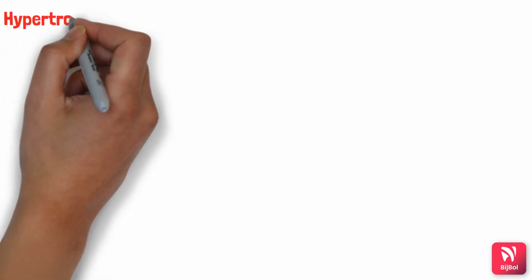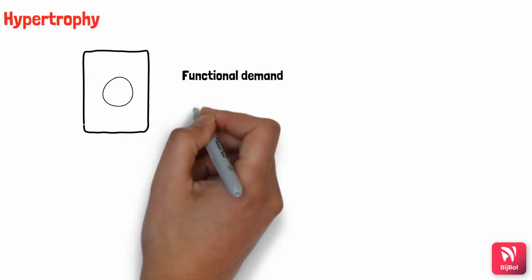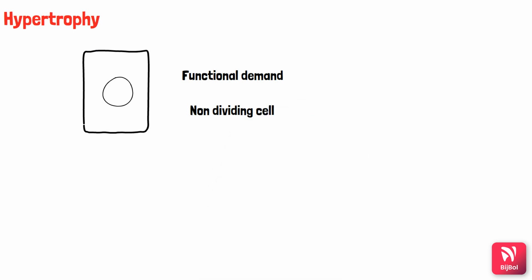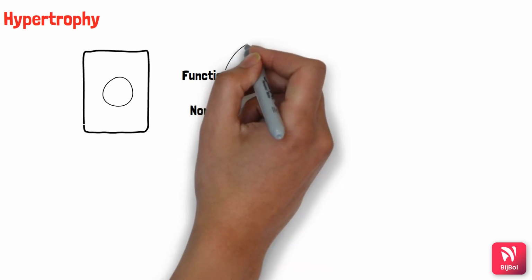Now let's see in detail about these cellular adaptations. First is hypertrophy. Hypertrophy means there is an increase in the size of the cell. This is a normal cell here, but this normal cell has a greater functional demand. But this cell is a non-dividing cell. That means it has a functional demand, but it cannot divide.